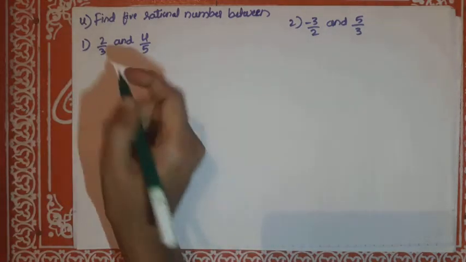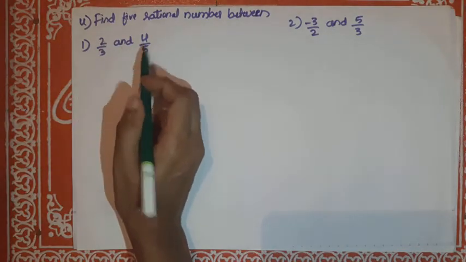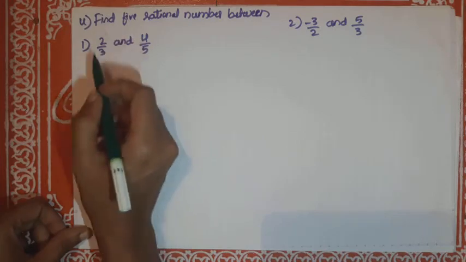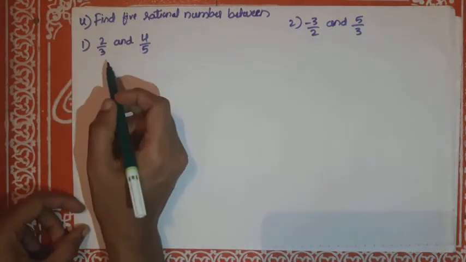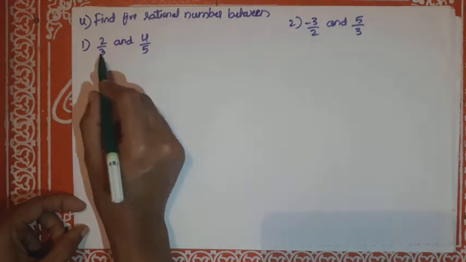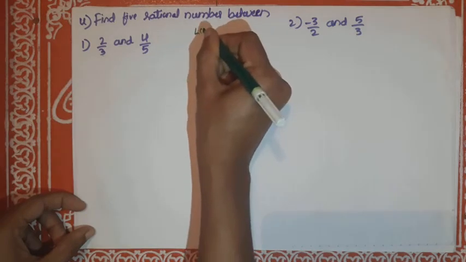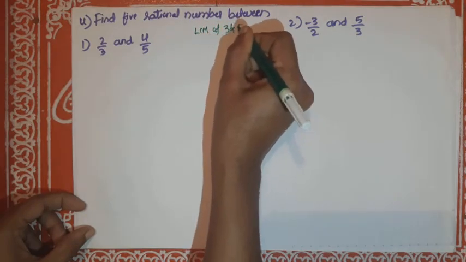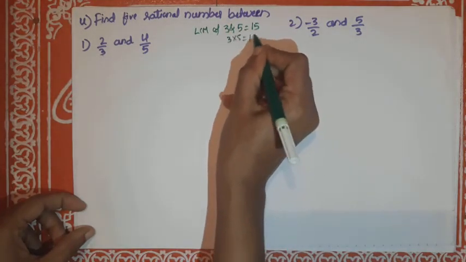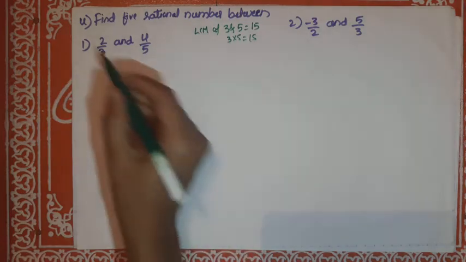Next, fourth main question: find 5 rational numbers between 2 by 3 and 4 by 5. The second one is here. So first we will write equivalent fractions. That is 2 by 3 and 4 by 5. The LCM of 3 and 5 is 15, since 3 into 5 equals 15. These are co-primes. So now we need to write the denominators as the same.